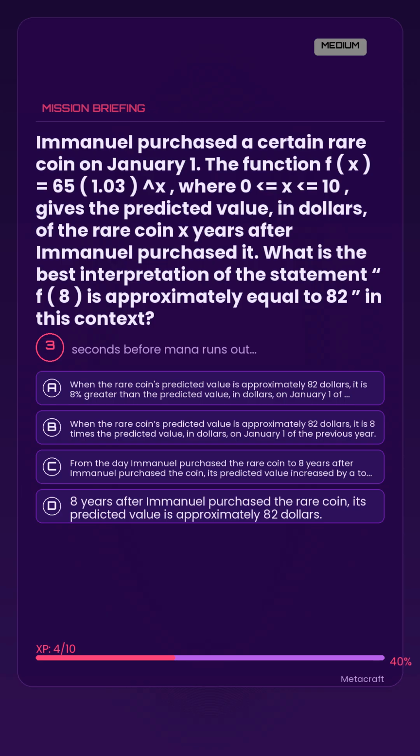Option A, when the rare coin's predicted value is approximately $82, it is 8% greater than the predicted value, in dollars, on January 1st of the previous year. Option B, when the rare coin's predicted value is approximately $82, it is 8 times the predicted value, in dollars, on January 1st of the previous year.